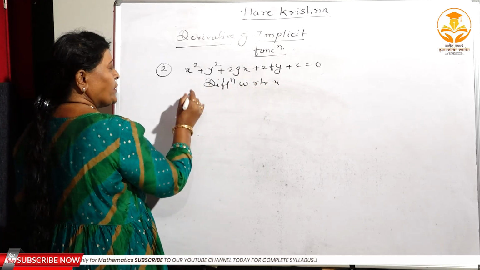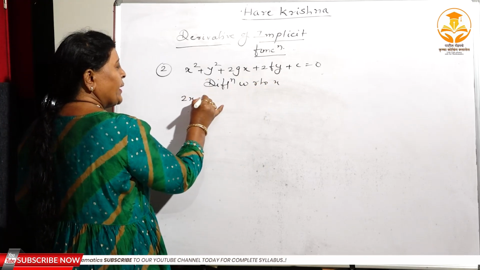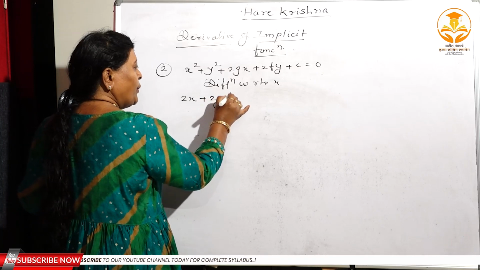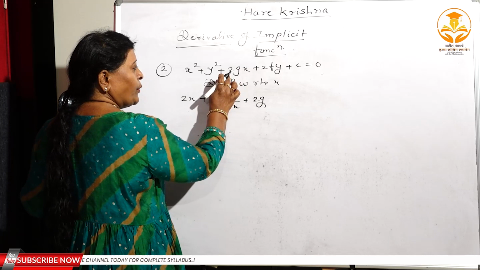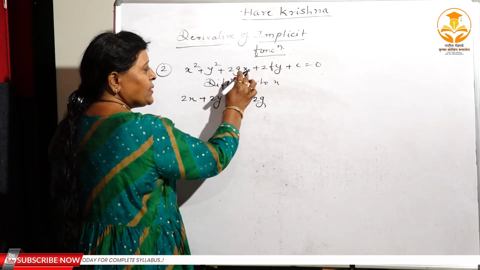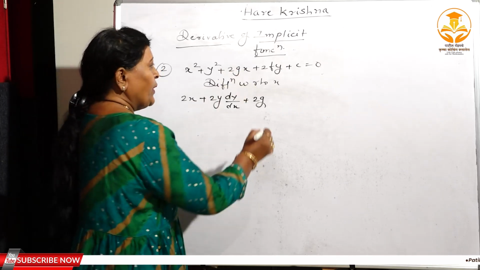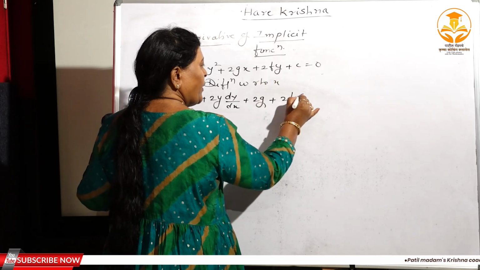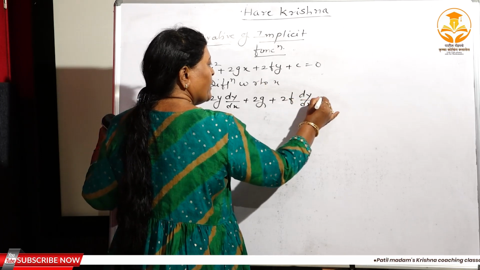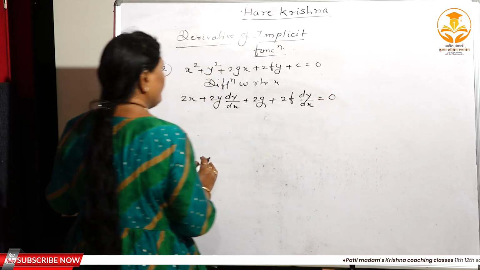What is the derivative of x square? 2x. What is the derivative of y square? 2y into dy by dx. Again, when a constant is multiplied to the function, the constant remains as it is. The derivative of x is equal to 1. Again, 2f, the constant remains as it is. The derivative of y is dy by dx, and the derivative of c is equal to 0.